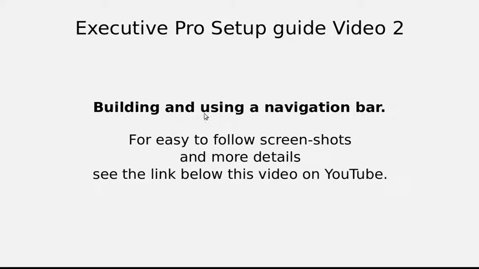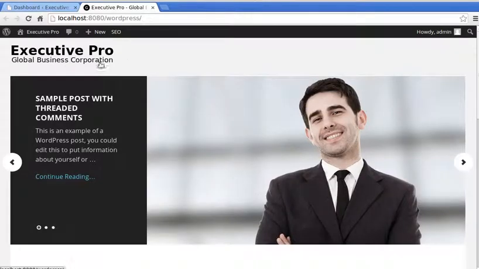We're going to build and use a navigation bar, and there's more information in a link below this video. So, this is the theme we're using, and at the moment there's no nav bar here. This is called the header right widget area, and that's where the nav bar is going to go. So, first we need to build a nav bar.